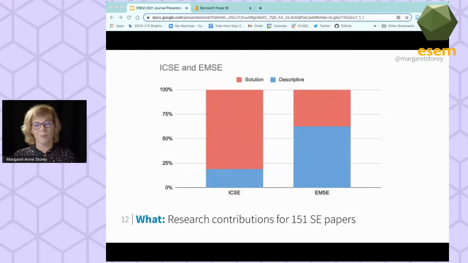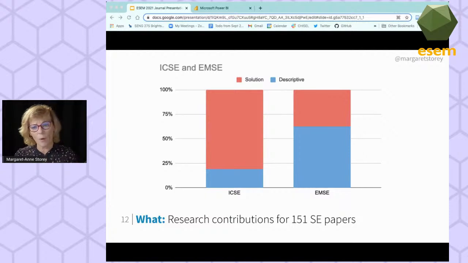So applying this part of the framework to the ICSI and MZ papers, we find that in ICSI, most of the papers are framed as solution papers. So they suggest a new tool or new tool features. For example, a tool could recommend which APIs to use. And I should have mentioned that we came up with this classification by reading all of these papers several times, and the abstracts, and deciding how to answer these questions for the papers.